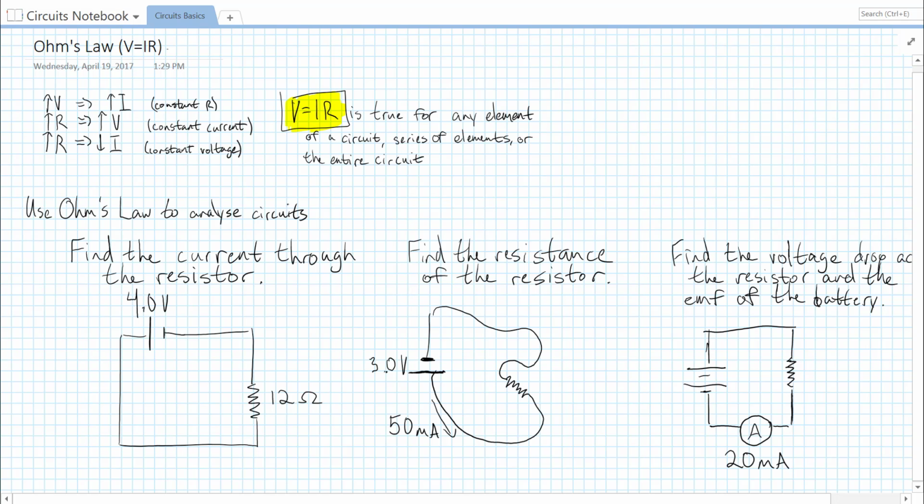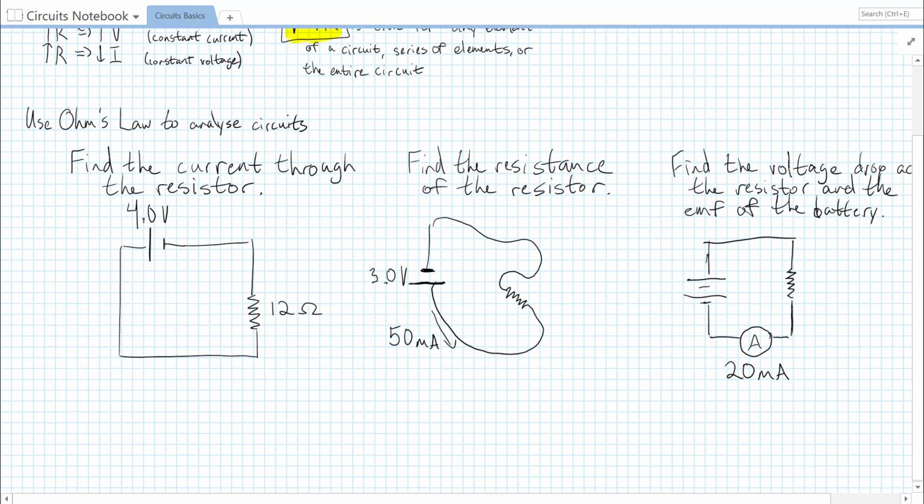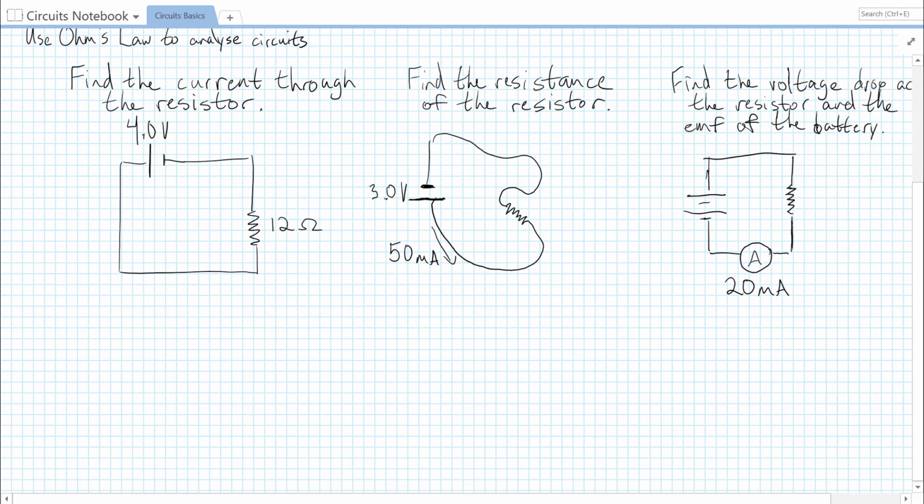Ohm's law is true for any circuit element, and it's also true for the entire circuit. If we look at the total resistance of the circuit, the total voltage of the circuit, or the EMF, and the current that comes from the battery, or the total current, Ohm's law is still going to hold true. So let's do a few practice problems in which we have to use Ohm's law to analyze a few circuits. First, find the current through this resistor.